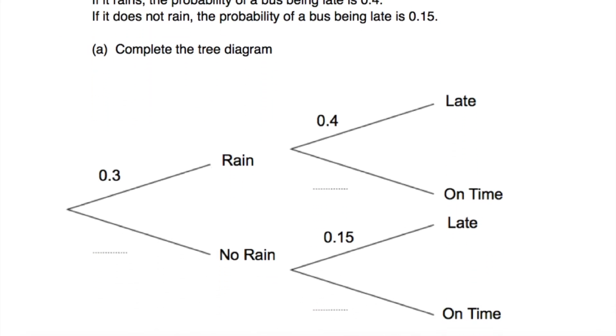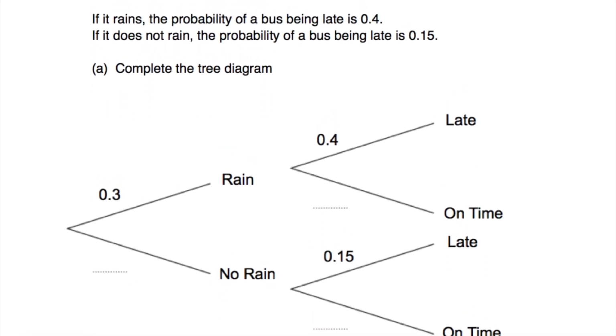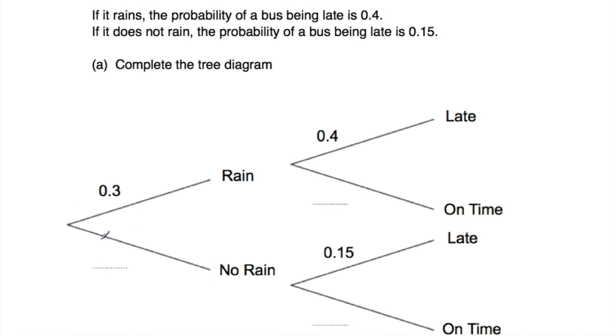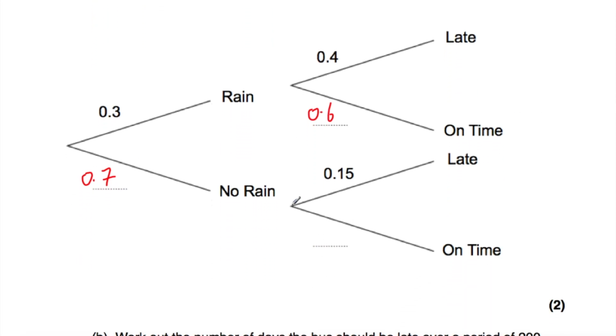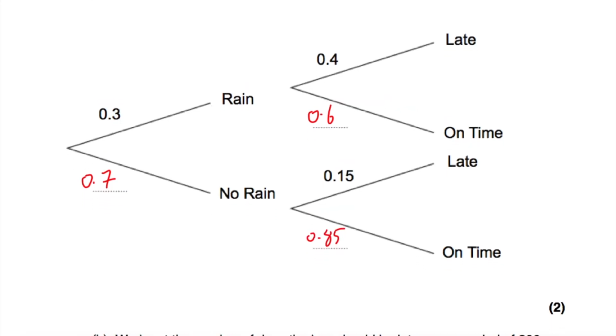So we've got this tree diagram and we've been asked to complete it. The probability of it raining is 0.3, so the probability of no rain would be 0.7 because they have to add together to be 1. The probability of it being late if it was rainy is 0.4, so the probability of it being on time would be 0.6. And if there's no rain, the probability of it being late is 0.15, so the probability of it being on time is 1 take away 0.15, which is 0.85. So we've completed the tree diagram.